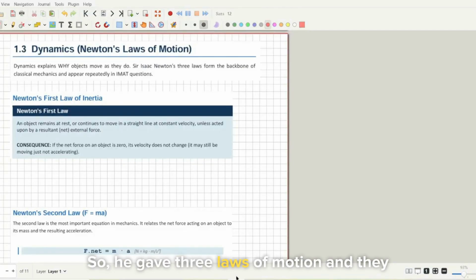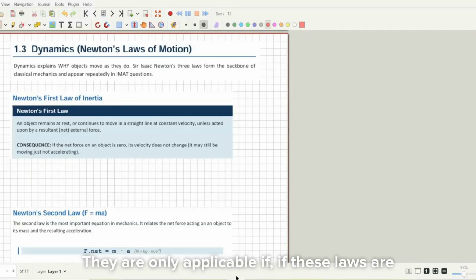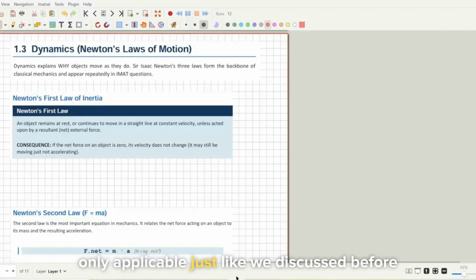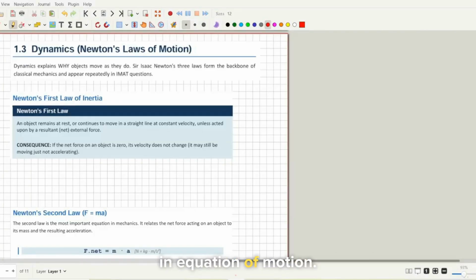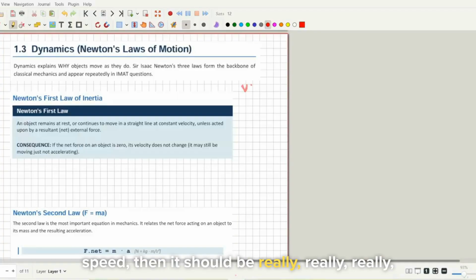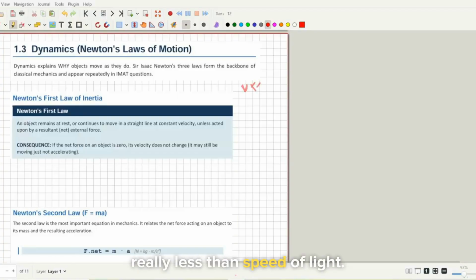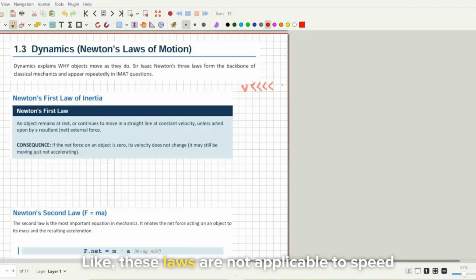So he gave three laws of motion, and they are also called Newton's laws of motion, and they form the backbone of your whole physics and mechanics. These laws are only applicable, just like we discussed before in equations of motion, if we are talking about speed, then it should be really less than the speed of light. These laws are not applicable to the speed of light.